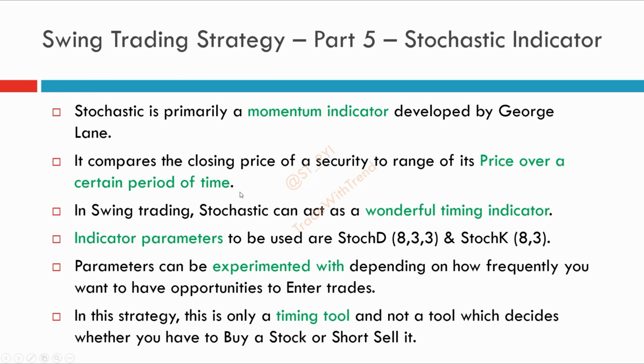The default setting for stochastic is 14,3,3, that is for stochastic D, and for stochastic K it is 14,3. But for this particular strategy, the setting preference should be 8,3,3, and 8,3 for stochastic K. So this can act as a wonderful timing indicator. That is what I'll be showing you in this strategy.